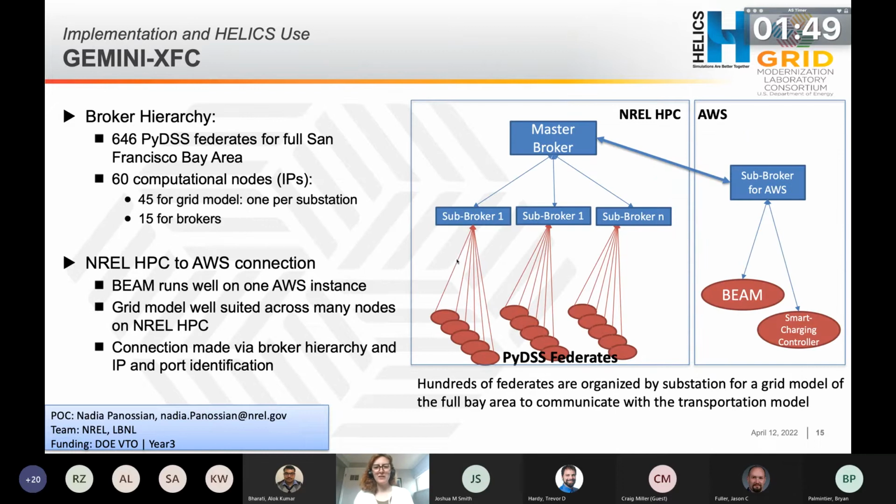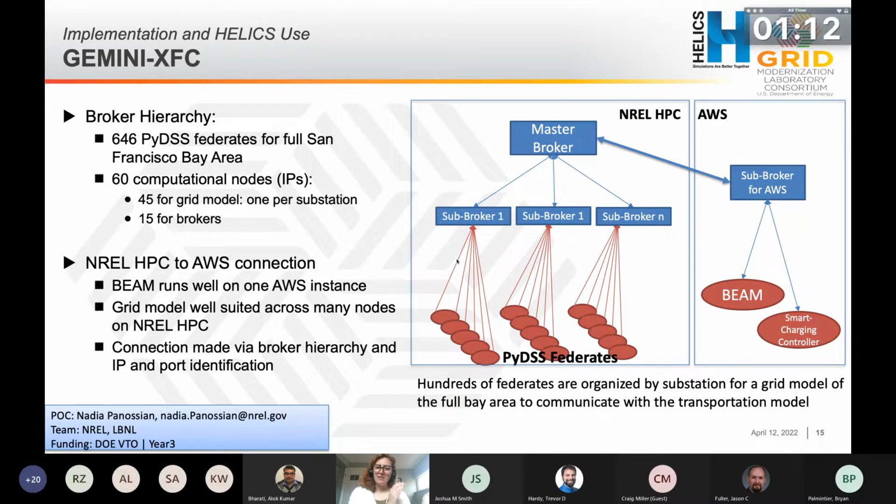So the way Helix really enables this type of simulation is through a disaggregation of simulation. To capture the whole Bay Area, PyDSS works when you break it down into many different individual instances of PyDSS. And so we have 646 instances of PyDSS to capture our distribution system, but Beam works better if you just have everything in one large simulator, so it can capture vehicles traveling throughout the region. You don't necessarily want to break that up.